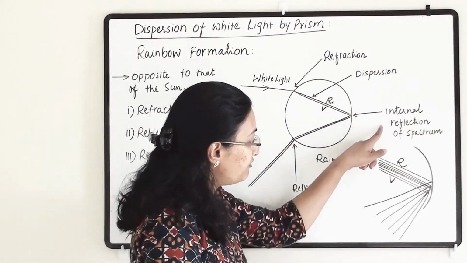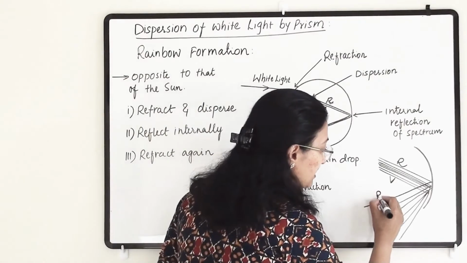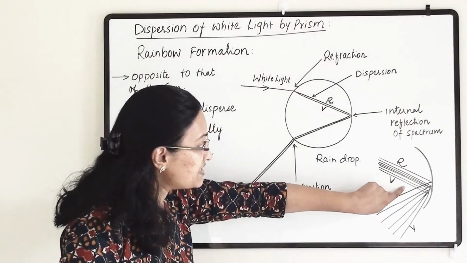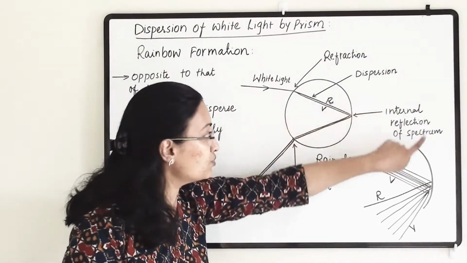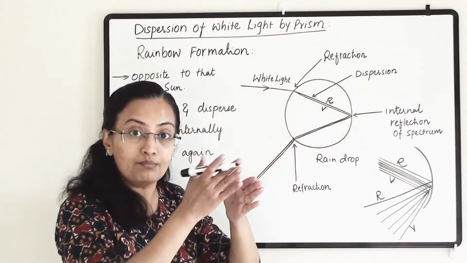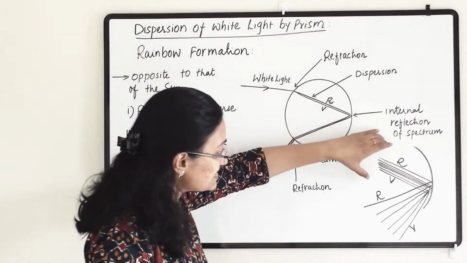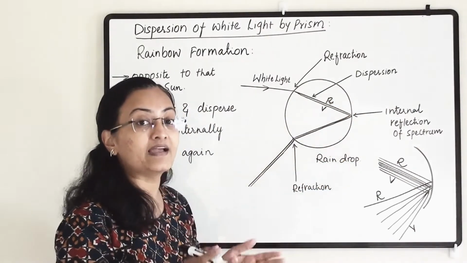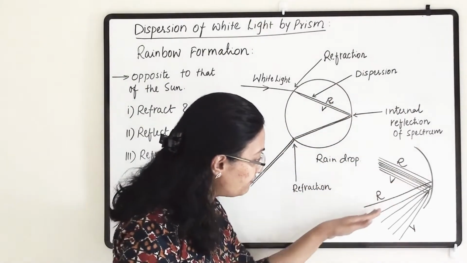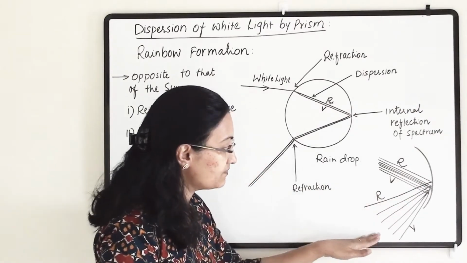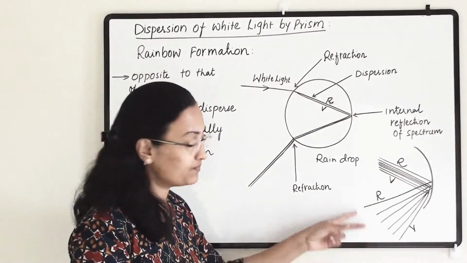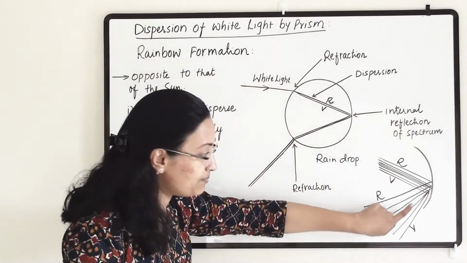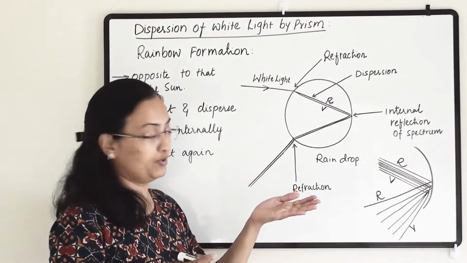So once the reflection happens, the red color will come at the top and violet will remain at the bottom. This happens because of the reflection. This is known as internal reflection of the complete spectrum. So when these 7 colors fall on this surface of the raindrop, it will act as a mirror and it will reflect all the 7 rays like this. So when the reflection happens, this is refraction, this is reflection. So when reflection happens, red color will come at the top.